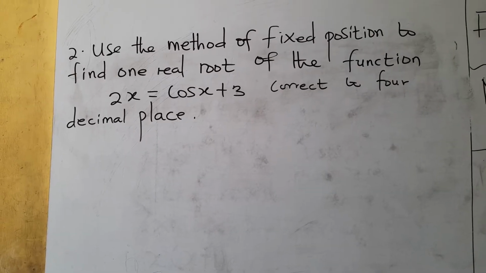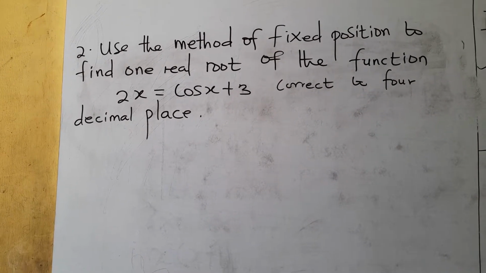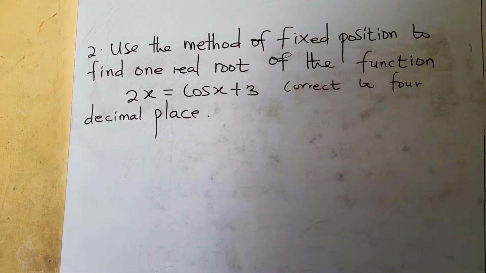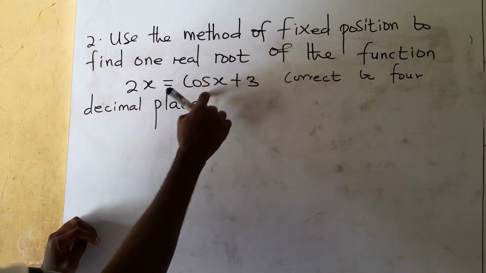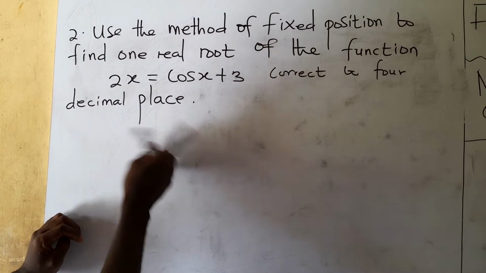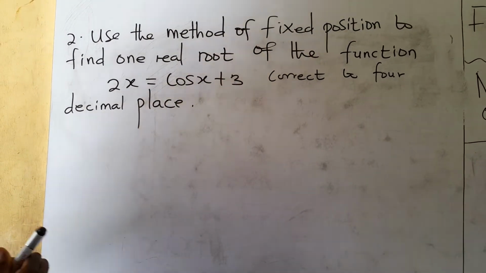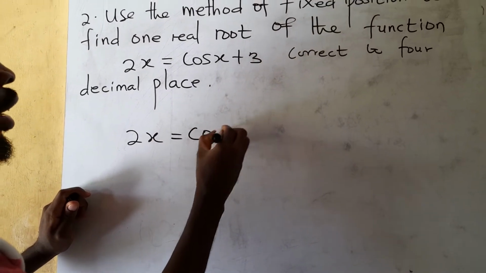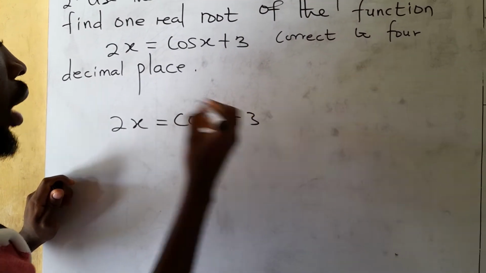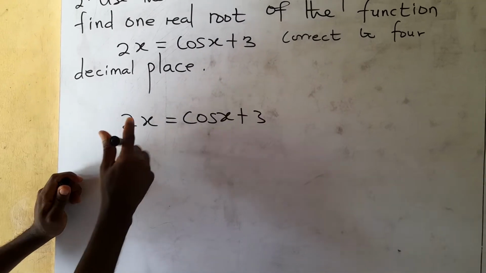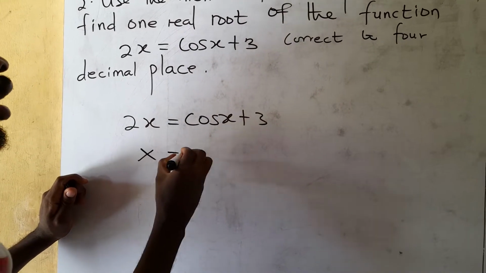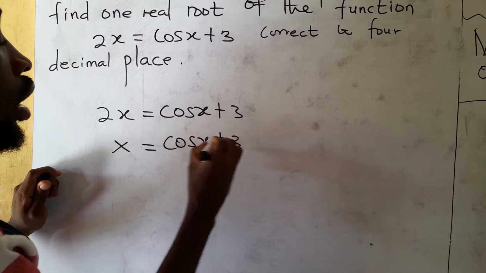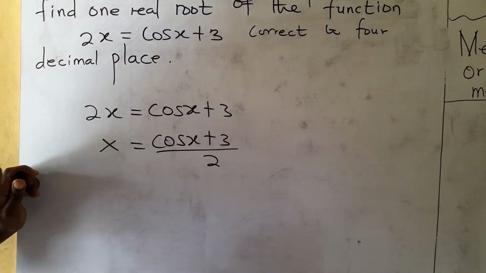So let's look at our second question. It says use the method of fixed point to find one real root of the function 2x equal to cos x plus 3, correct to 4 decimal places. So how do we do that? First, we have to make x the subject of itself. Remember that. So we divide both sides by 2, and we get x to be cos x plus 3 all over 2.